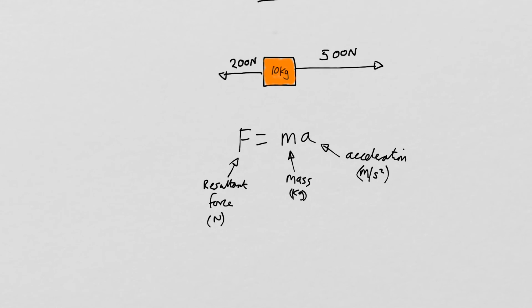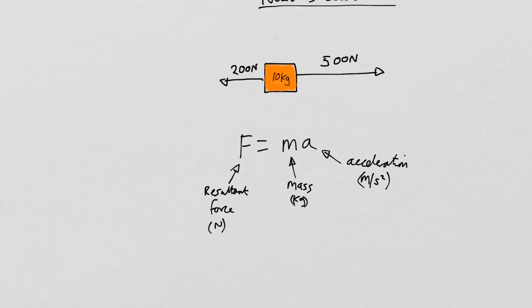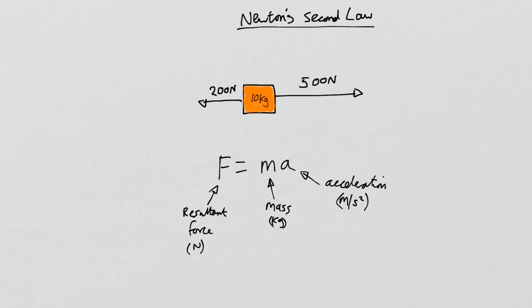So F equals ma. Why is this similar to his first law? Well, if you make F equal to 0, m is going to have some value, unless it's not got any mass, but it's going to have mass. A therefore has to equal 0 in order to satisfy the equation, so acceleration will be 0. It's not going to change velocity.